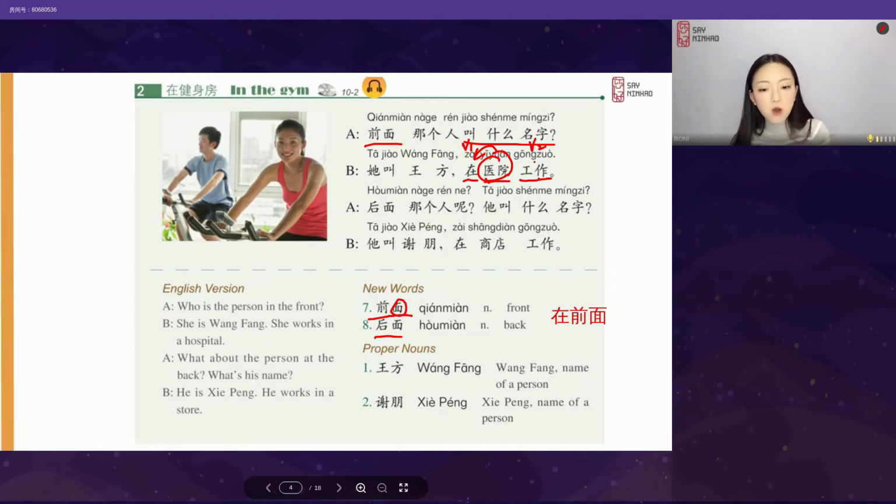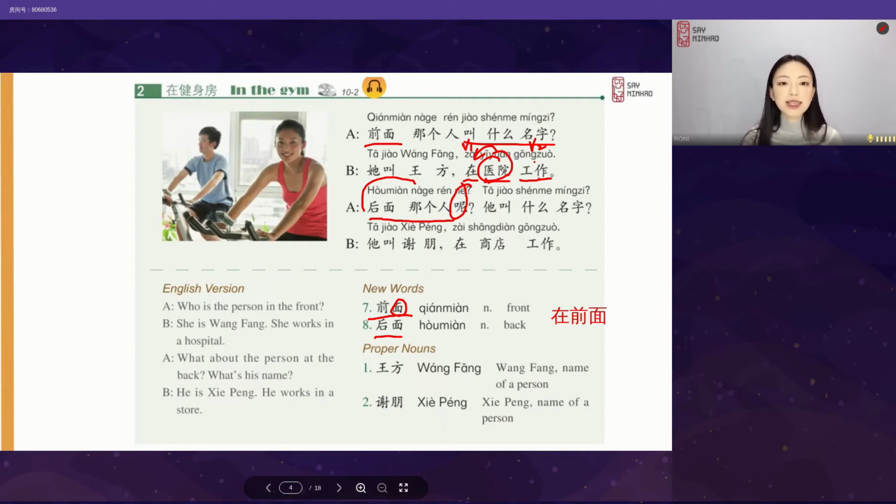Next one. 后面那个人呢？后面那个人, the person at the back. And 呢 means we are asking about something mentioned before, or the time or the location of this subject. So in this sentence, we're obviously asking about the things mentioned before. For example, what name and where does this person work, right? 呢 and 他叫什么名字? What is his name? And the last sentence, 他叫谢鹏.